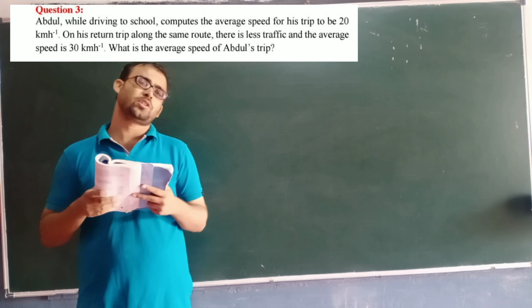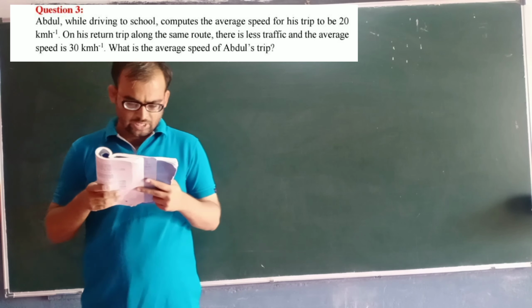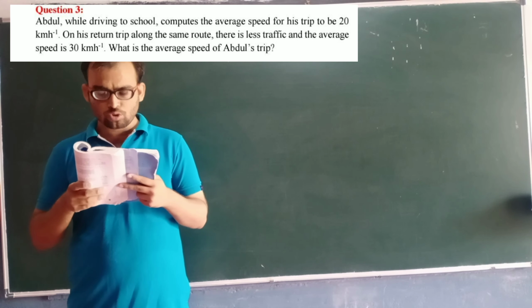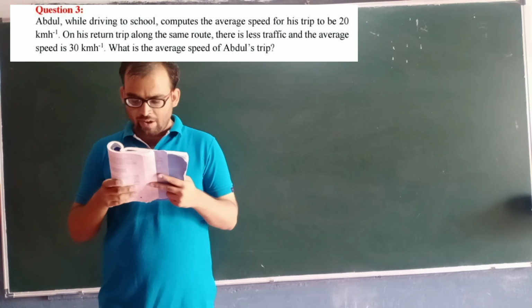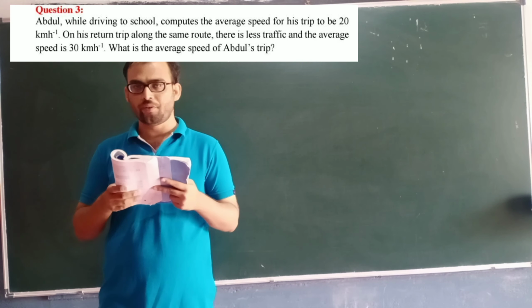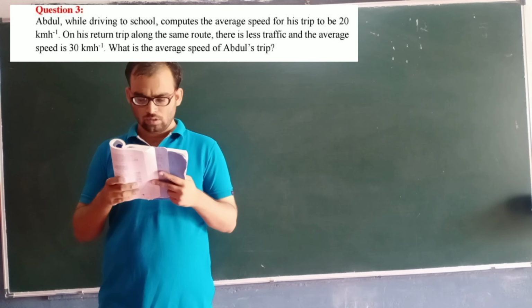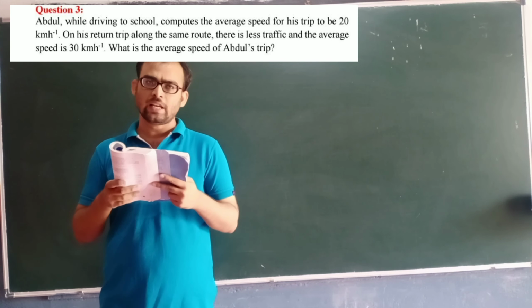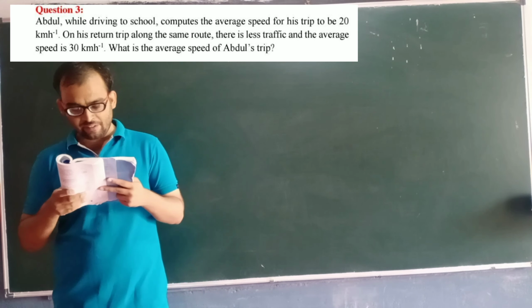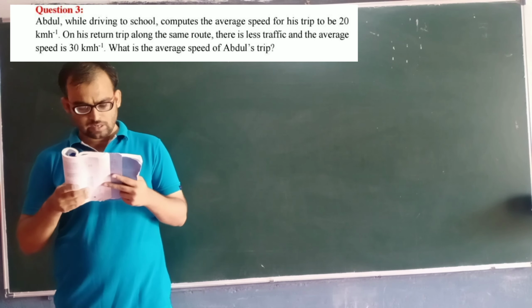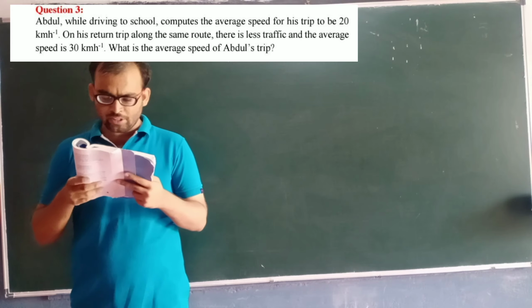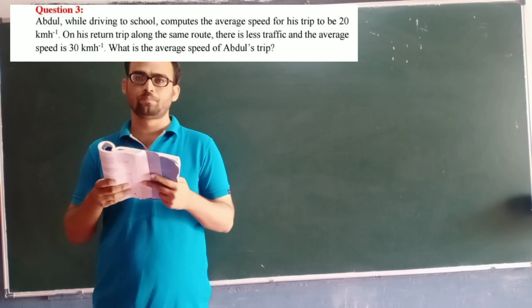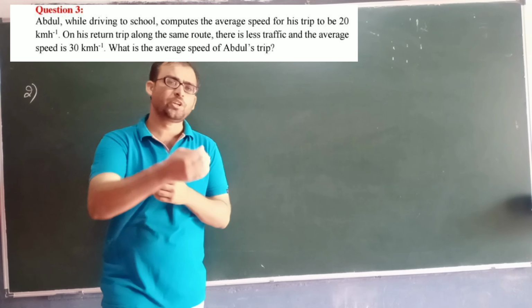Look at the third question, students. Abdul, while driving to school, computes the average speed of his trip to be 20 km per hour. On his return trip along the same route, there is less traffic and the average speed is 30 km per hour. What is the average speed of Abdul's trip?